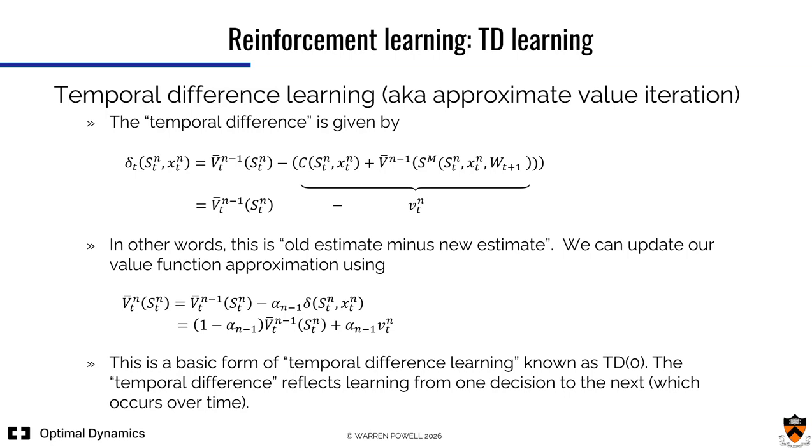So this is effectively old minus new, and we can update our value function as the new value function v bar n is equal to the old value function v bar n minus 1 at state Sn, minus a step size alpha, a smoothing coefficient, could be a number like 0.1, times delta, okay? Times this delta that we just did. And that delta is the temporal difference. Again, it's the change in the value function over time. So this was called temporal difference learning. They call it TD0. I'm going to explain that just momentarily.